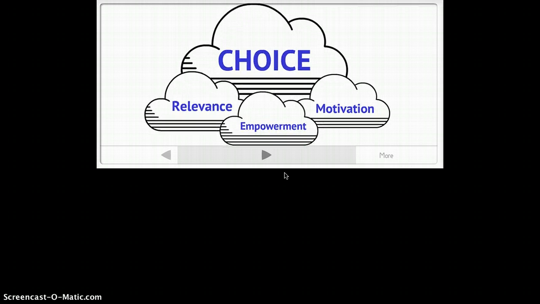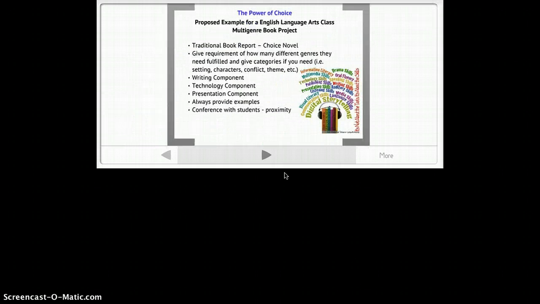The second step in reigniting creativity is by giving our students choice, guided choice. By giving our students choice, they find the things that are most relevant to their lives. Relevance empowers them and gives them motivation. Choice is a very powerful thing. One of the best ways to encourage creativity is by assigning a multi-genre project which can be incorporated in any class. As an English teacher, I would use this in place of a traditional book report.